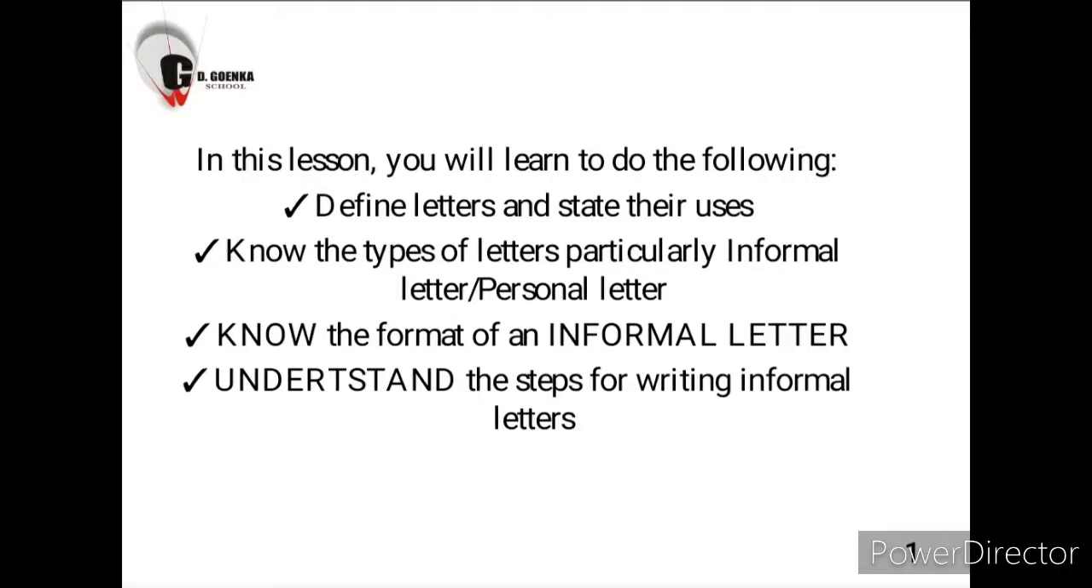In this lesson, you will learn to do the following. Define letters and state their uses. Know the types of letters, particularly informal letter, or we can also call it a personal letter. Know the format of an informal letter and also understand the steps for writing informal letters.